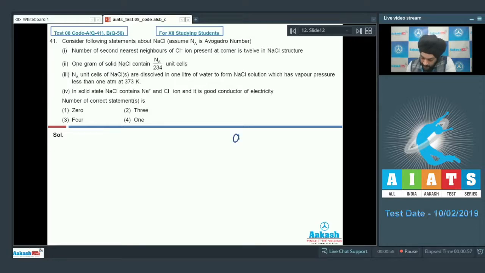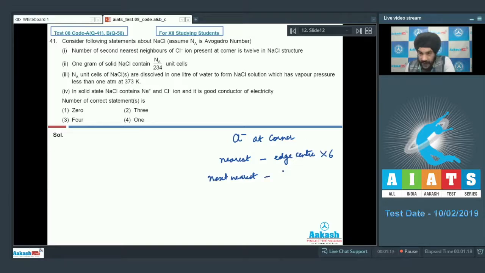If we talk about the Cl minus present at corner, the nearest neighbor will be at the edge center. So those will be 6 in number. If you talk about the next nearest neighbor, it will be the atom present at the face center of which the corner is a part. So there are 12 face centers. So students, this statement is correct.